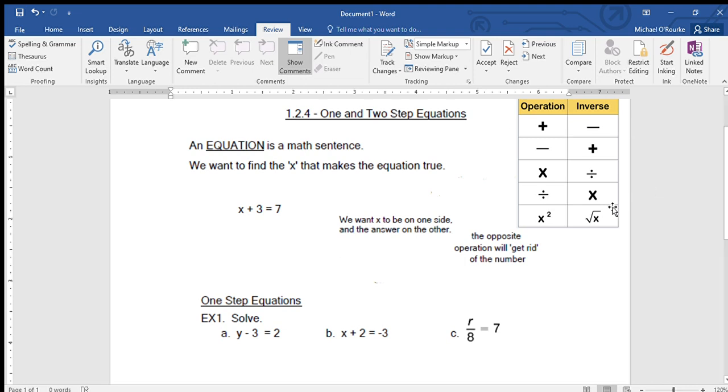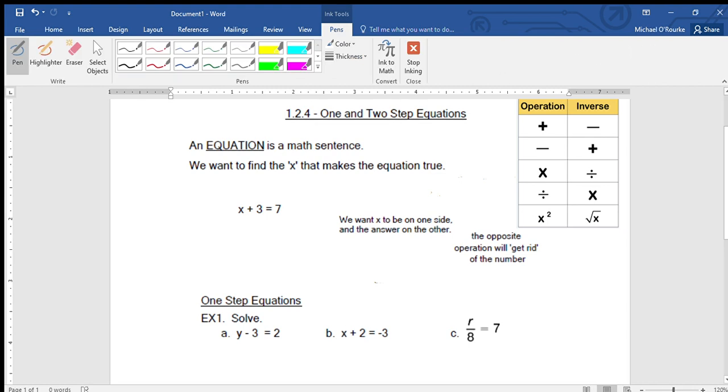We're going to do some one-step equations to start, okay? So, one-step equations to review. An equation has an equal sign, okay? If it has an equal sign, it's an equation.